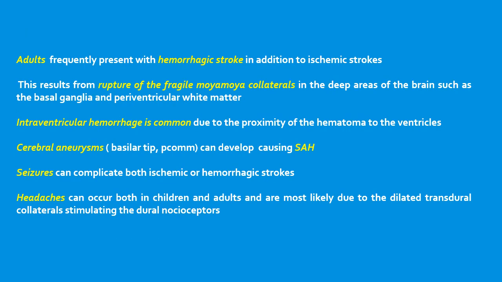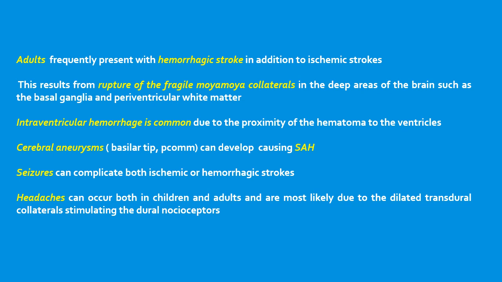Adults frequently present with hemorrhagic stroke in addition to ischemic strokes. This results from rupture of the Moyamoya collaterals in the deep areas of the brain, such as the basal ganglia. Intraventricular hemorrhage is common due to the proximity of the hematoma to the ventricles. Cerebral aneurysms can develop, causing subarachnoid hemorrhage. Seizures can complicate both ischemic or hemorrhagic strokes.